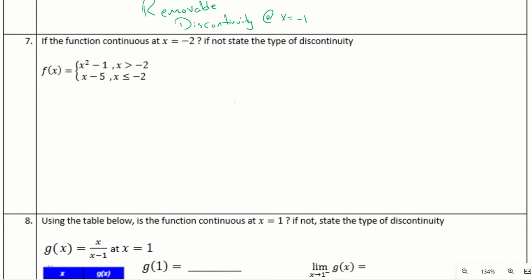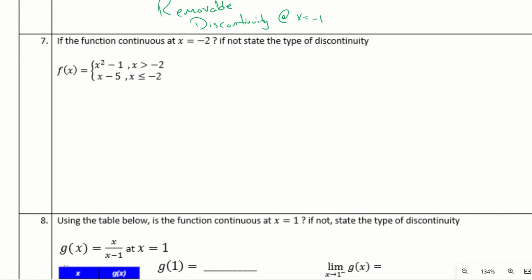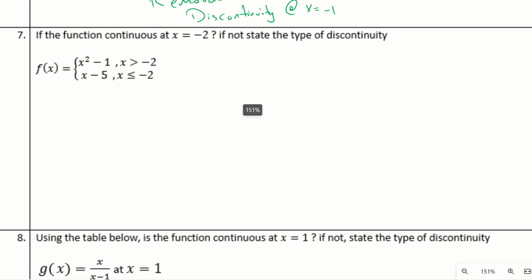So this second function for continuity, we have a piecewise function, and it's basically asking us the same thing, right? So it's asking us, is this function continuous at the x value -2? If it's not, state the type of discontinuity. So the very first thing we got to figure out, just every step is the same, right? Is the function defined at -2?